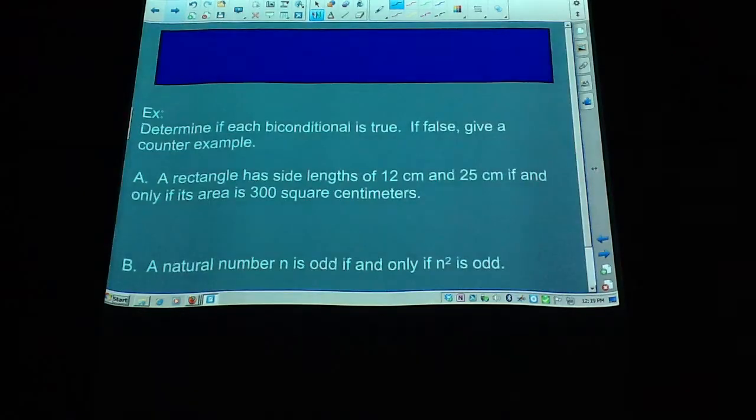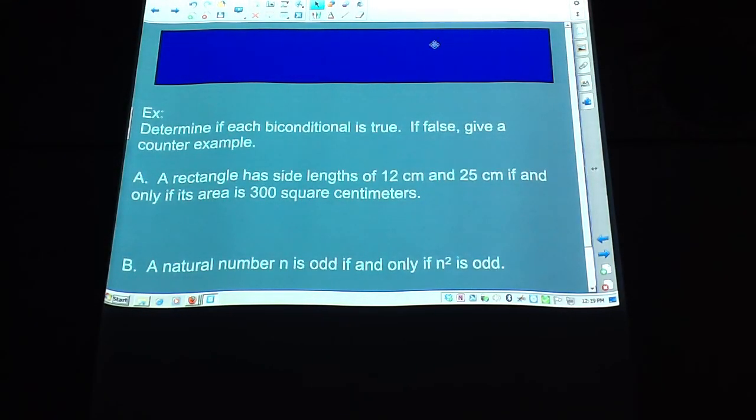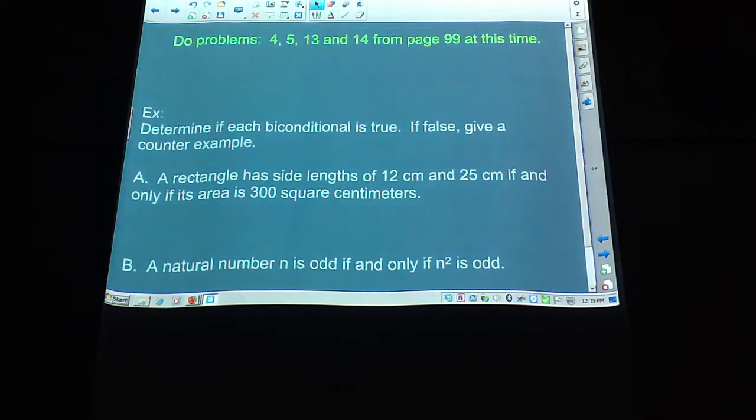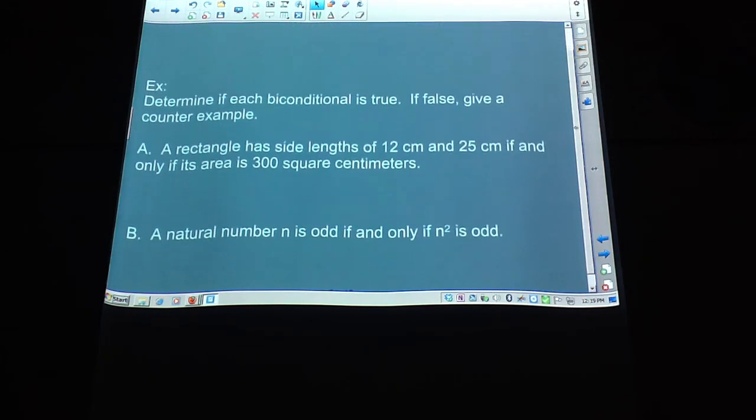And that's biconditionals. A regular geometry class would be doing these problems at this time. We're going to go ahead and move on.